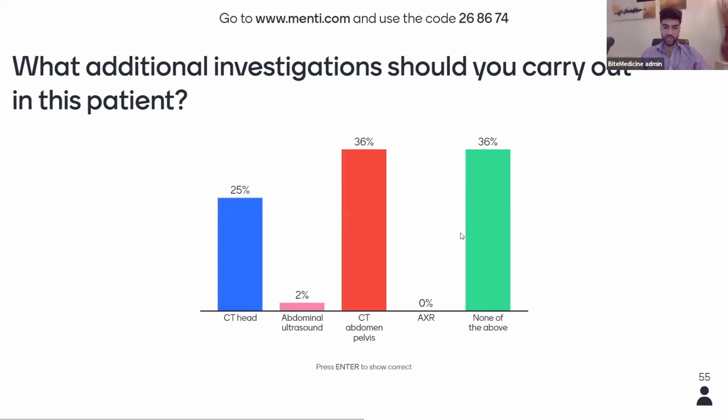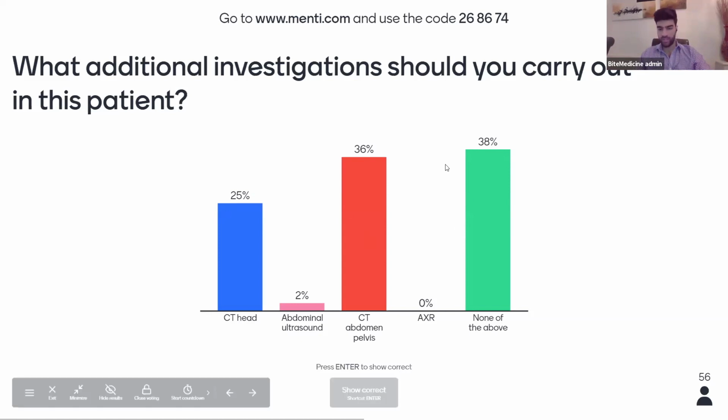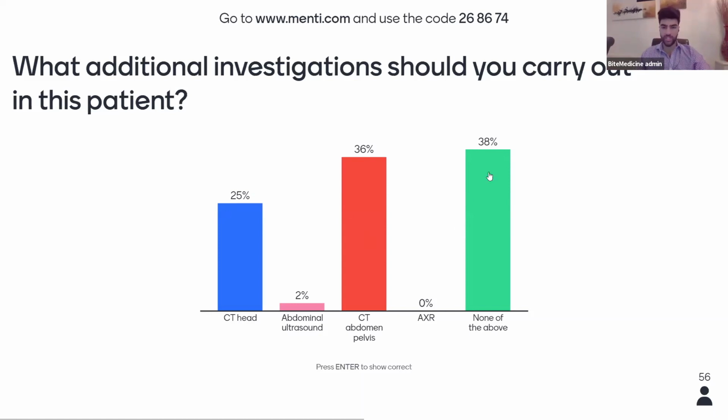Okay, so we've got a good split here. CT abdomen pelvis or none of the above. So why CT abdomen pelvis and why none of the above for those of you who went for either of those options? Good, okay, it seems like you guys know the guidelines quite well. CT abdomen pelvis was the old guidelines. So the answer is actually none of the above.